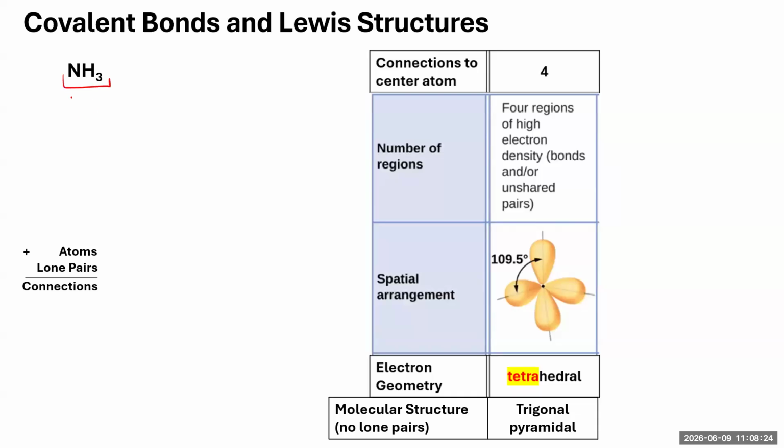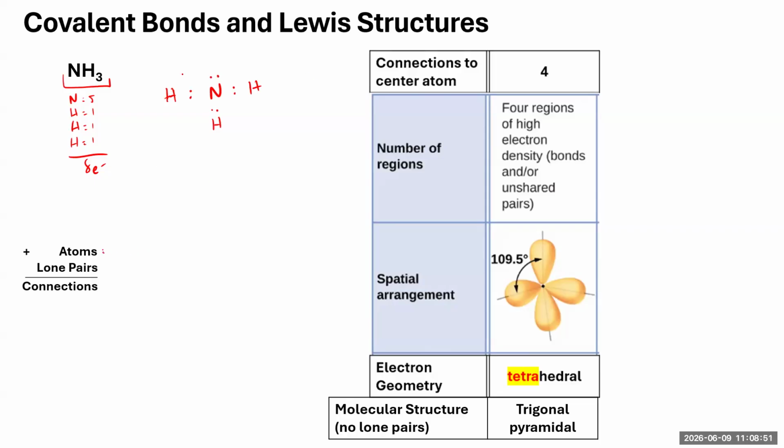NH3. All right, valence electrons in N is 5. Hydrogens, we have 1 each. We have 8 electrons total. So we have nitrogen in the center. The only way I know how to draw this symmetrically is with the 3 hydrogens on all sides of the nitrogen. So it looks like this now.